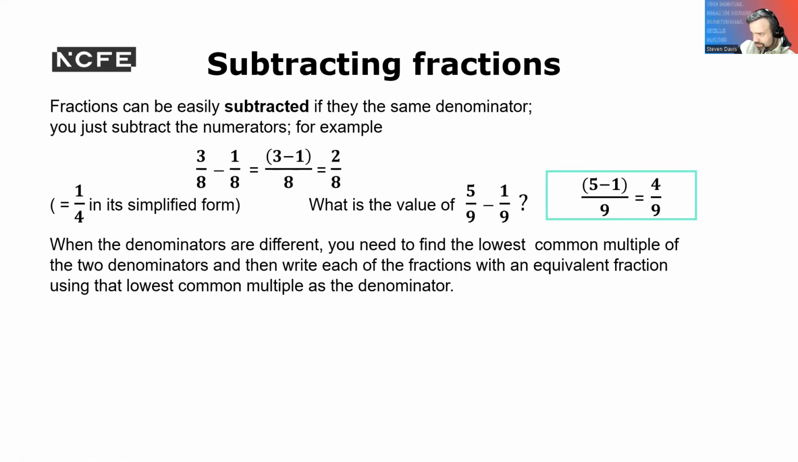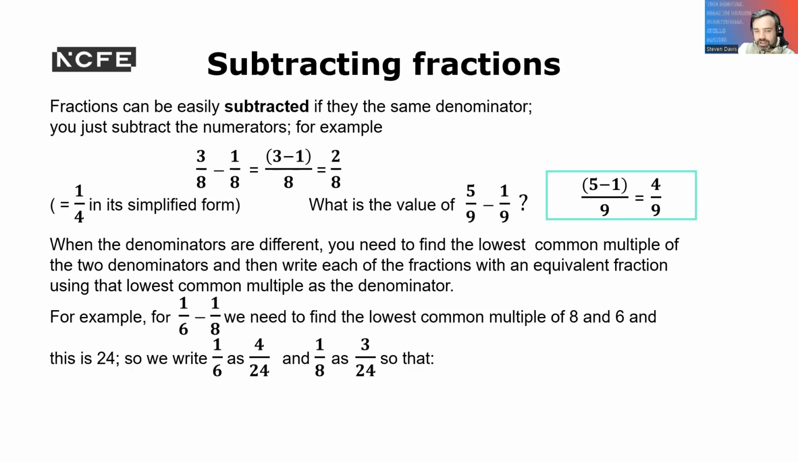Here the denominators are different. You need to find the lowest common multiple of the two denominators and then write each one as an equivalent fraction using the lowest common multiple as the denominator. For example, 1/6 minus 1/8. We need to find the lowest common multiple of 8ths and 6ths, and this is 24. So we write 1/6 as 4/24 and 1/8 as 3/24.